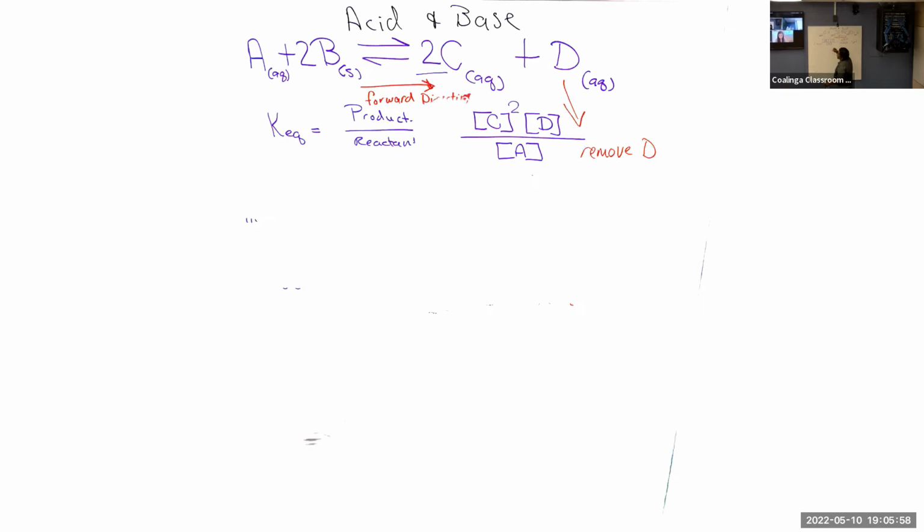I like to think of it as it's favoring. The arrow points to the side it's favoring. Okay, so it's favoring the products. So in other words, the reaction is going to start making more of the products because we remove D until it gets back to equilibrium.